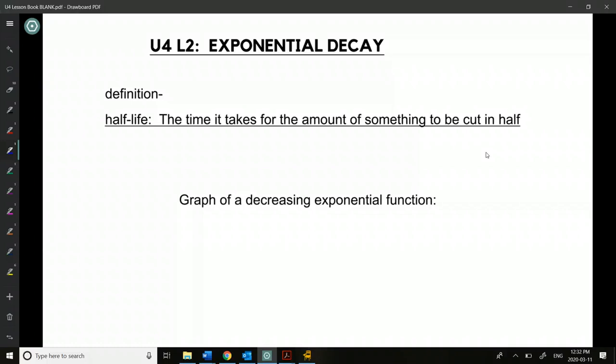So if you see the word half-life, it's actually telling you that your decay factor or your B value is a half. And that doesn't mean there's such thing as a full life. So just because it takes 2 years for something to half doesn't mean it's going to be gone in 4 years. It just means every 2 years the amount that you have is cut in half, and then the next 2 years it's cut in half again, and then after that it's cut in half again, and so on.